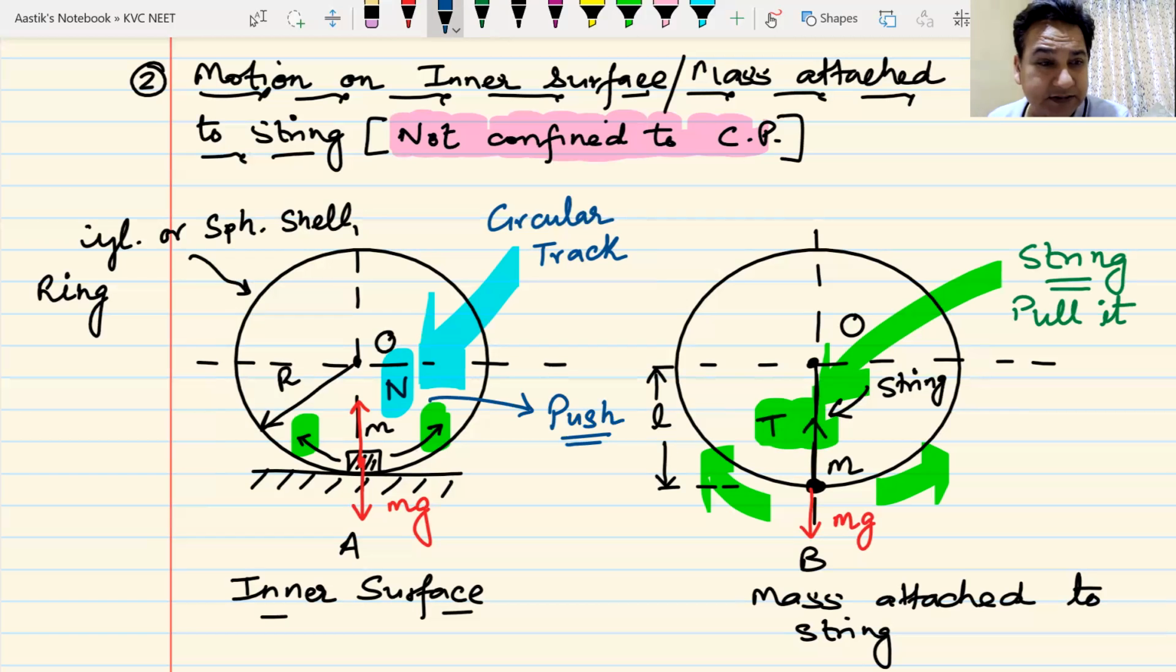Do we understand this? Can I have some raise hand that we understand this? Normal reaction will always push. Tension will always pull. Normal reaction is pushing it, that is making it move on a circular track. String is trying to pull it, that is making it move on the circular track. Online class, offline class, can I have some raise hand that we understand this?